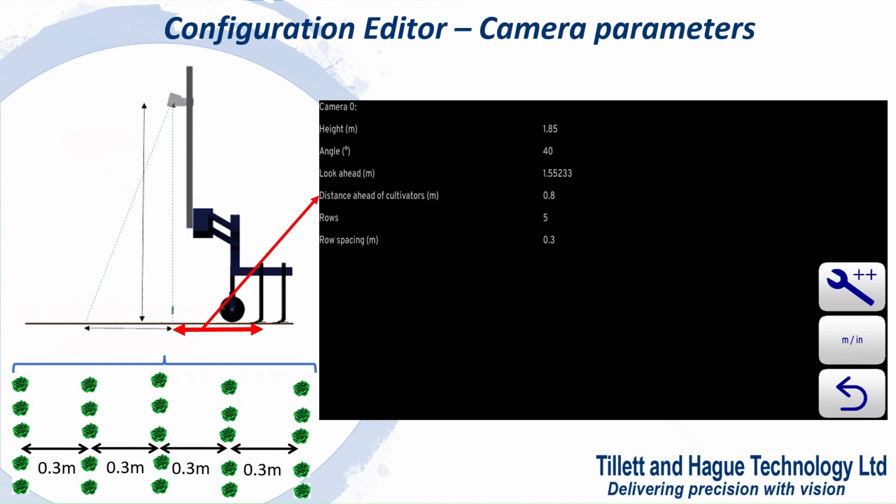You only need to enter one and the other will be automatically calculated. Next is a measure of the distance backwards from a point vertically under the camera to where the treatment device is placed. This figure need only be measured approximately for inter-row guidance. It is used to calculate the offset due to the implement heading angle. Next is the number of rows that the camera is attempting to track. And finally is the spacing between the rows.